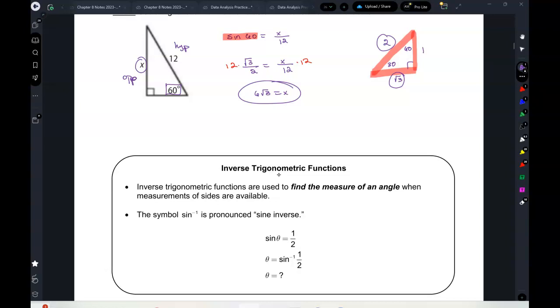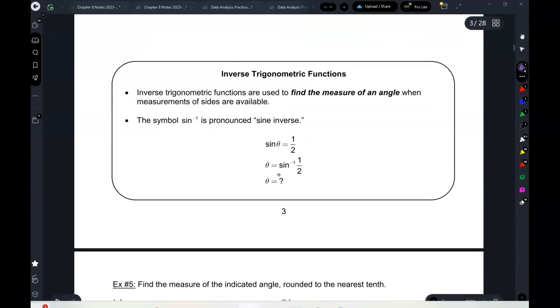So, this is what we know. Nobody memorizes that chart. Do not do that. It's a waste of your time. Okay? You should know this, and it's not going to help you in the lessons later on either.